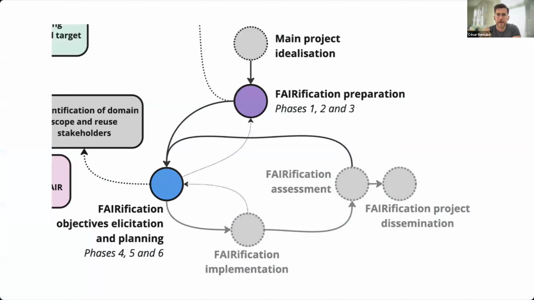The method is also based on the idea that FAIR should be implemented in iterations. We describe these stages, that's what we call them, going from the main project ideation, verification preparation, objectives elicitation and planning, implementation, assessment, that should go in cycles. And once the cycles are finished, then we have the project dissemination. The method just focuses on the verification preparation and objectives elicitation and planning stages.